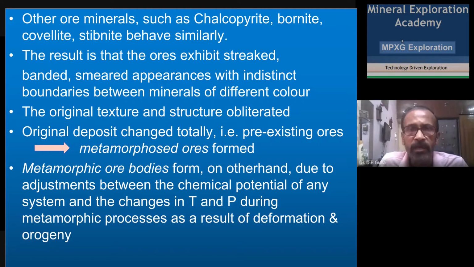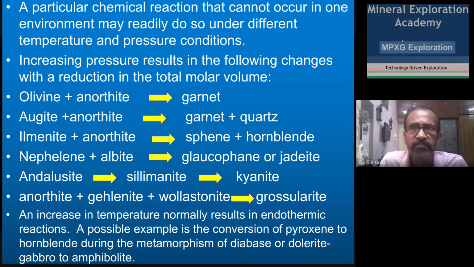We must look at gold and copper deposition or metamorphic bodies in the fold belt terranes very skeptically, mostly along the major shear zones or within the fold closures and limbs, etc. One reaction which does not take place at a lower temperature, like the reaction between pyroxene and plagioclase, may not take place at a lower temperature, but at a changed temperature and pressure condition, at a higher temperature and pressure condition, it will change to garnet and other minerals.